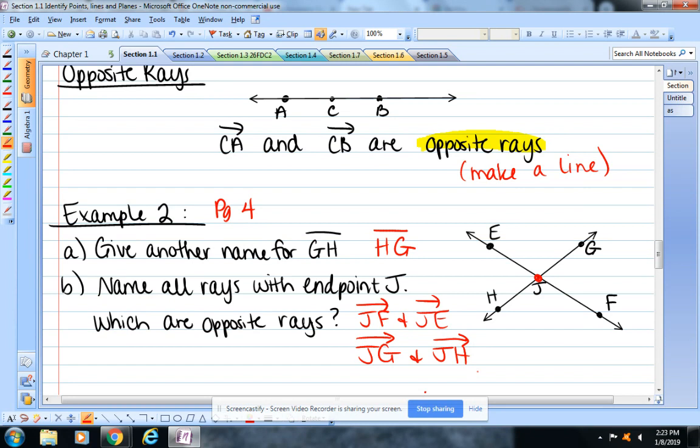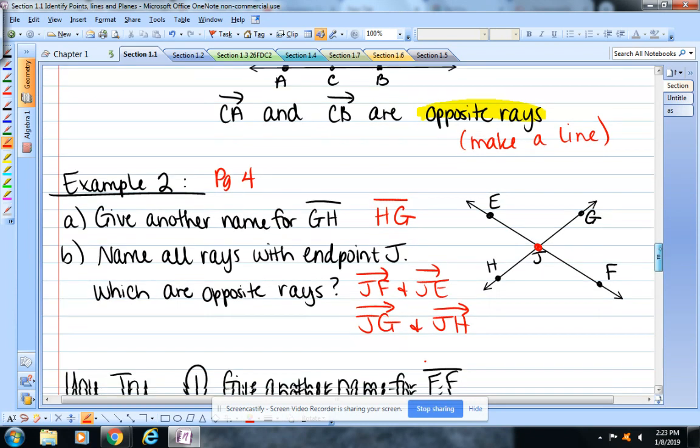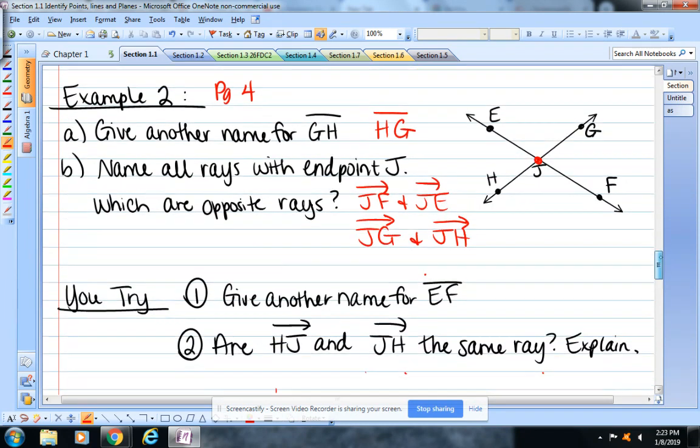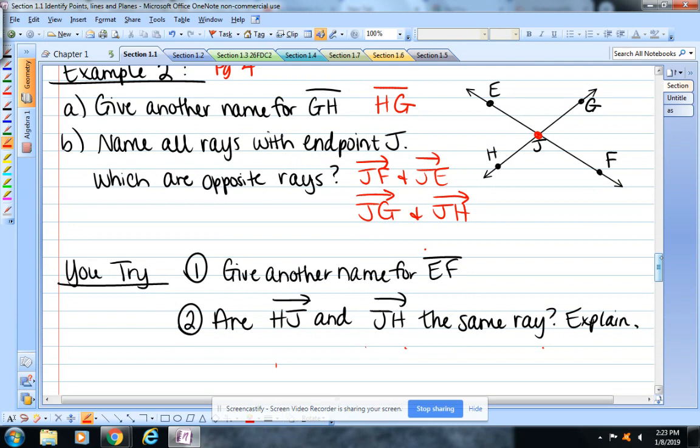Is that good with everybody? We getting it? Y'all try these 2, please.